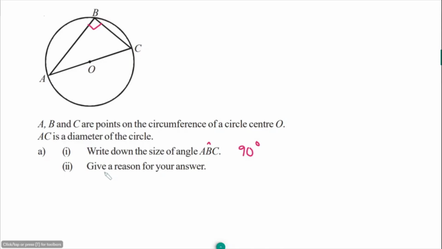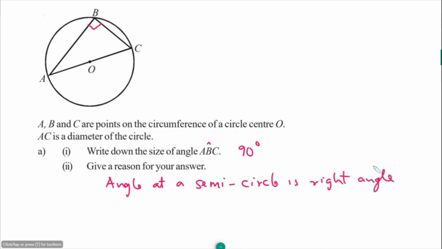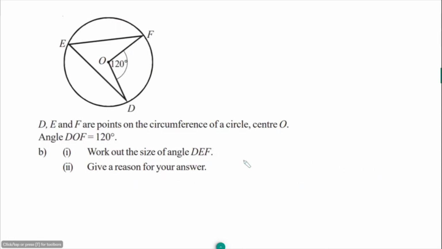And the question that follows says, what's the reason for your answer? Well, it's very obvious. Angle on the semicircle is 90 degrees. So you can say angle at the semicircle is a right angle. That's very easy. So let's move on to the next question.